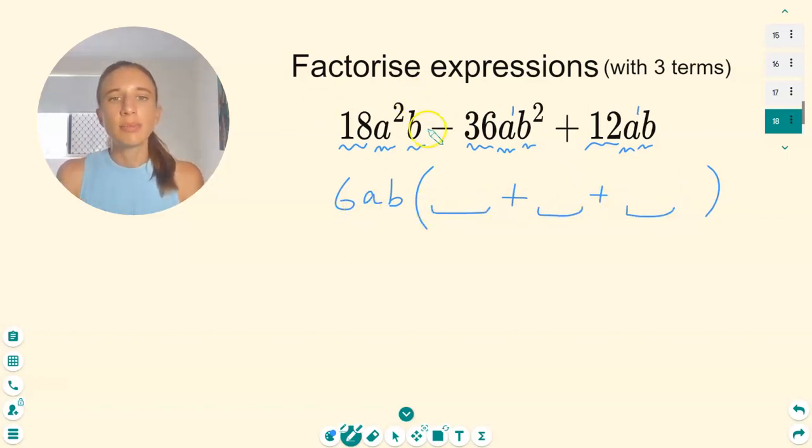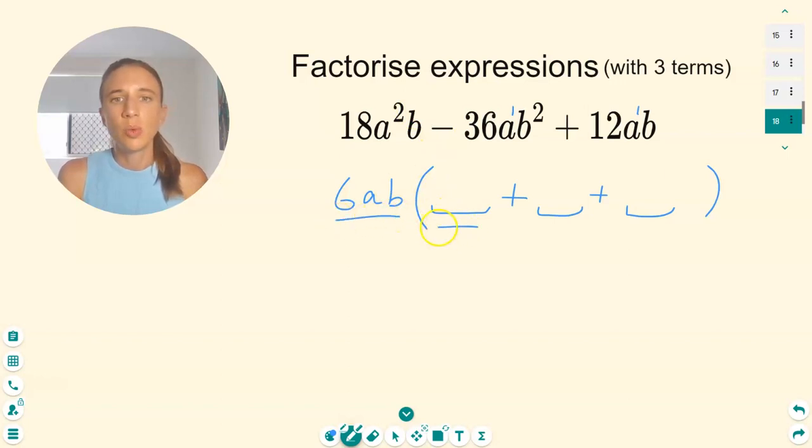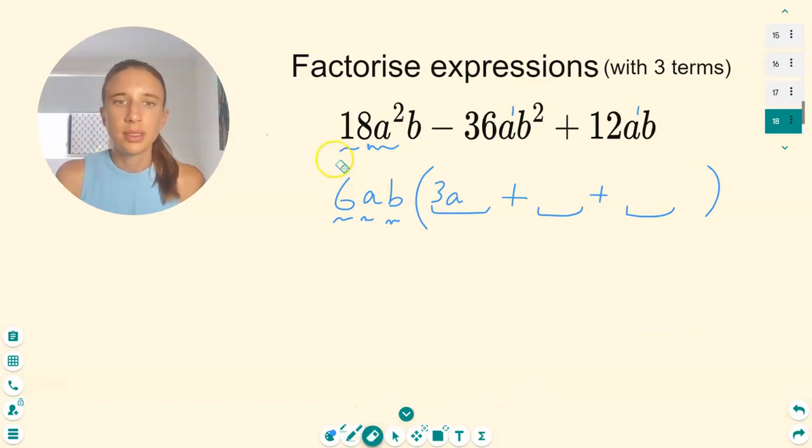So 6AB times what gives me this first term? Check your coefficients first. And what I might do, I'm going to drag all that away. 6AB times what will give me 18A squared B? Check your coefficients. 6 times 3 gives me 18. A times A gives me A squared. B times 1 gives me B. We're all good. We've done it. Check this next one. Okay.